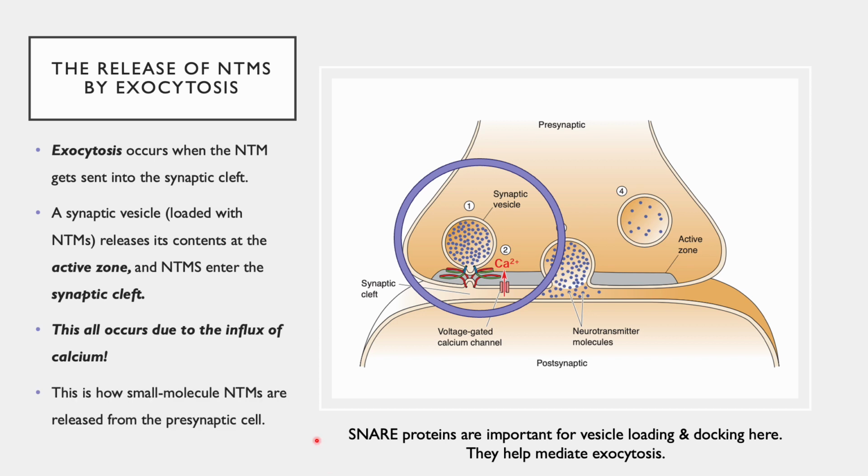This is how small molecules, like amines and amino acids, are released from the presynaptic cell. Neuropeptides are larger in size, and because they're kept in secretory vesicles, their process of release is a bit different. I also want to mention something known as snare proteins. Snare proteins are important for vesicle loading and docking here, and they actually help to mediate exocytosis along with calcium.